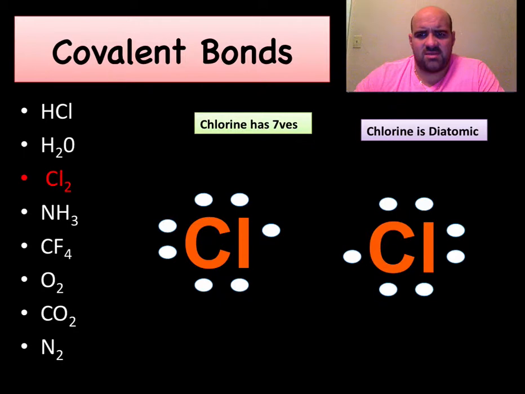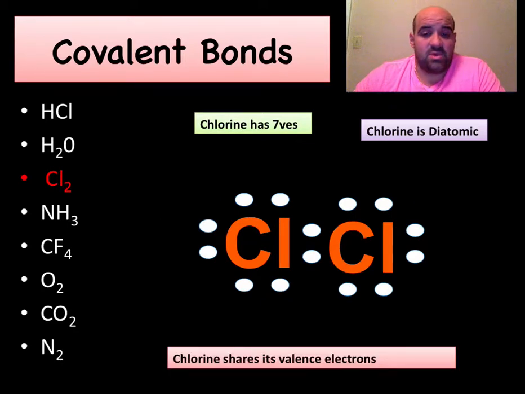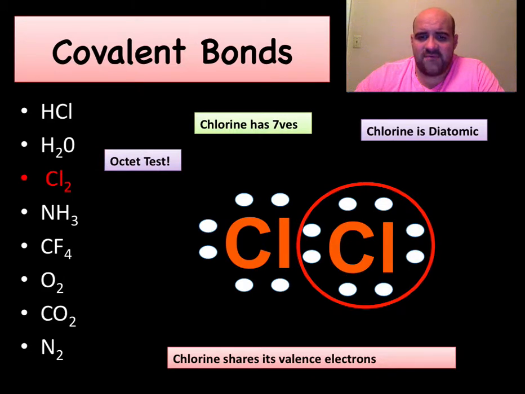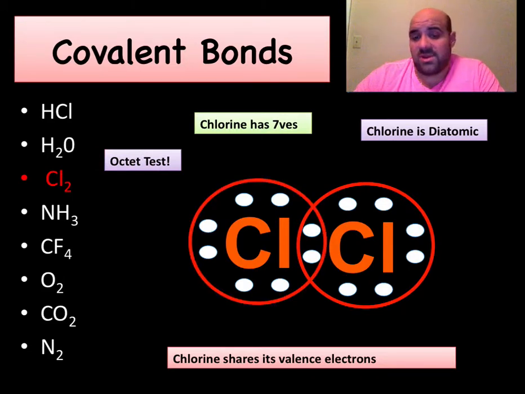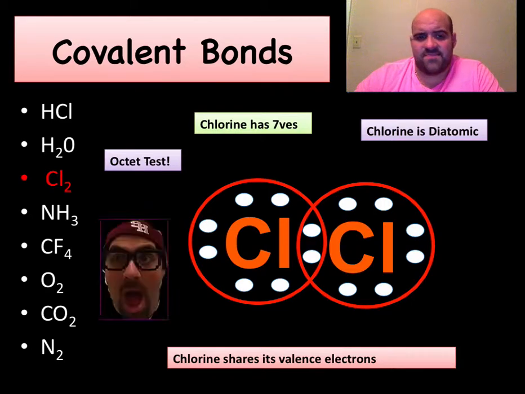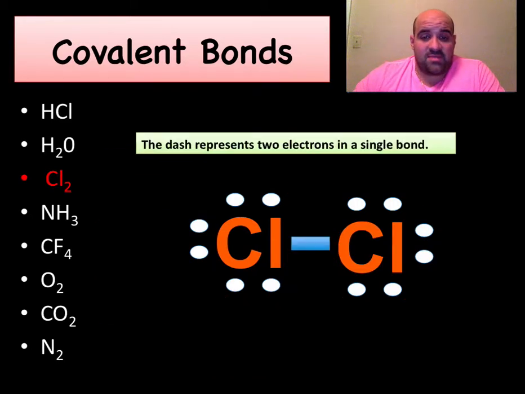Well, they're going to come together. And we know chlorine is diatomic. It's sharing its valence electrons with itself. And that passes the octet test. The other chlorine atom passes the octet test. Chlorine is now going to be stable.